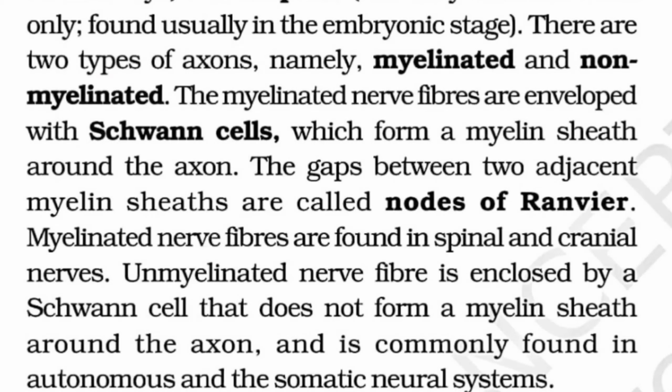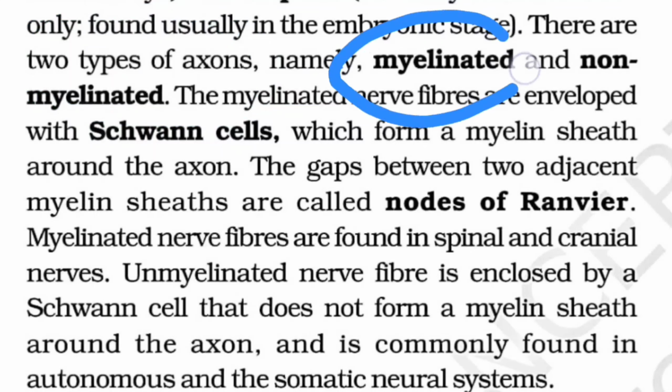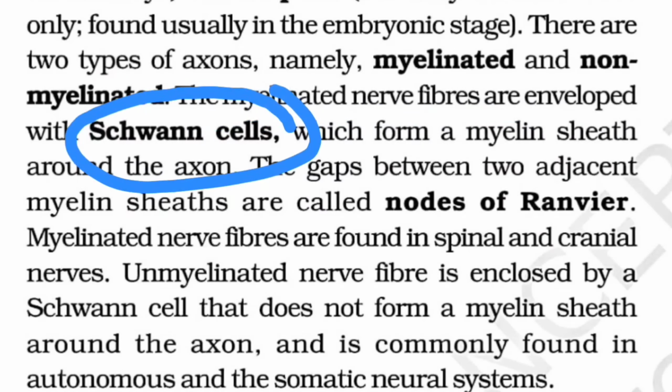Now there are two types of axon as well. They are called myelinated and non-myelinated. What does myelinated mean? The myelinated nerve fibers are enveloped by Schwann cells. The supportive cells of the neurons are called Schwann cells, which fall under a huge category called glial cells.